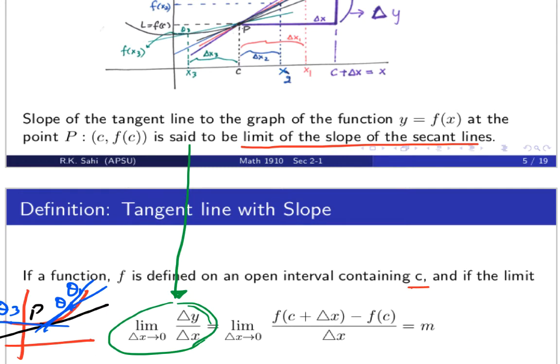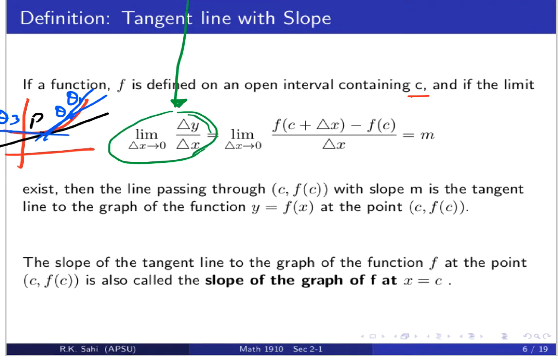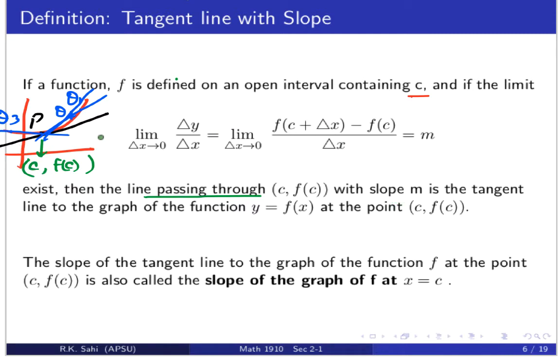Okay, so coming back to what we were talking about, let me erase this here. If this limit exists, then the line which passes through the point C and f of C, this point P, which has C and f of C as its coordinates, with slope m, is the tangent line to the graph of this function at this point.